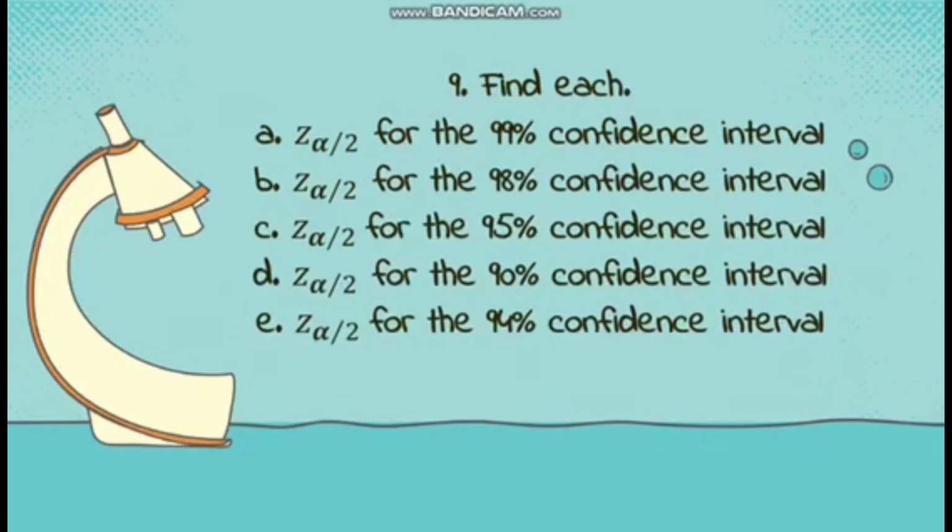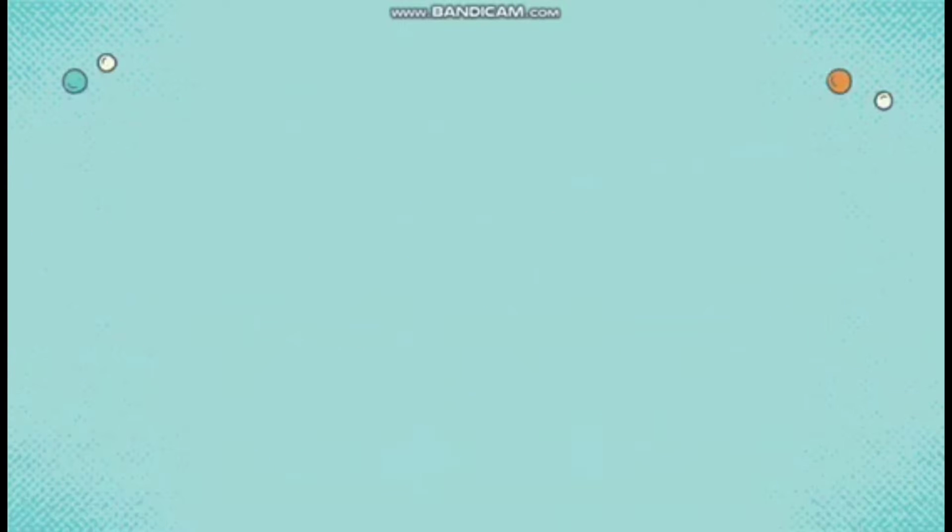Here is the problem. In number 9, find each: A. Z sub alpha over 2 for the 99% confidence interval. B. Z sub alpha over 2 for the 98% confidence interval. C. Z sub alpha over 2 for the 95% confidence interval. D. Z sub alpha over 2 for the 90% confidence interval. And E. Z sub alpha over 2 for the 94% confidence interval.